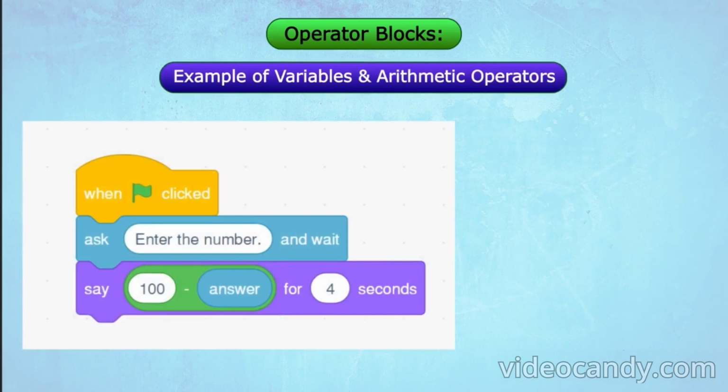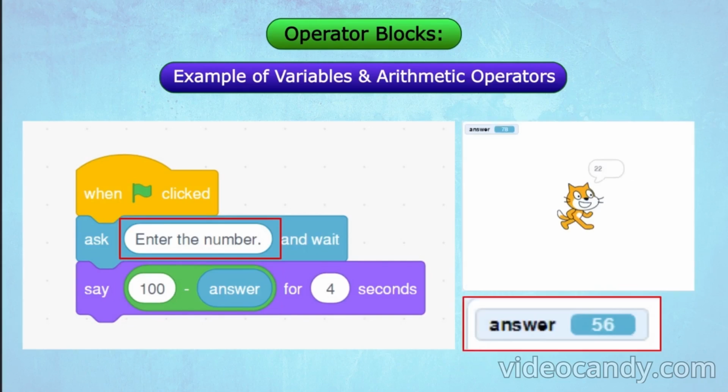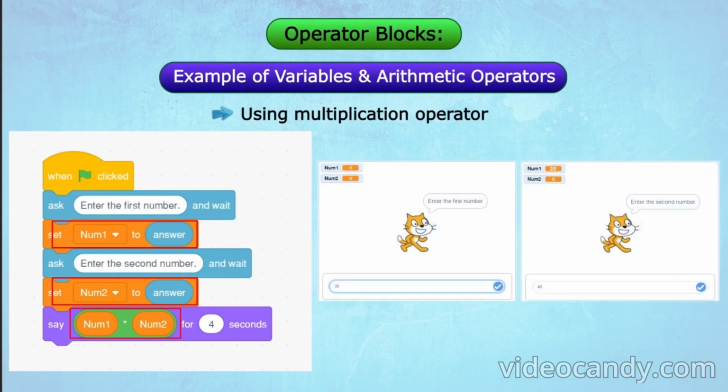The user is asked to enter a number. The number is stored in a variable which can then be used to perform the mathematical operations. Now, to perform multiplication, the user is asked to enter two numbers, both stored in separate variables. In the given example, the entered numbers are 30 and 40. The multiplication operation uses these variables to perform the calculation.